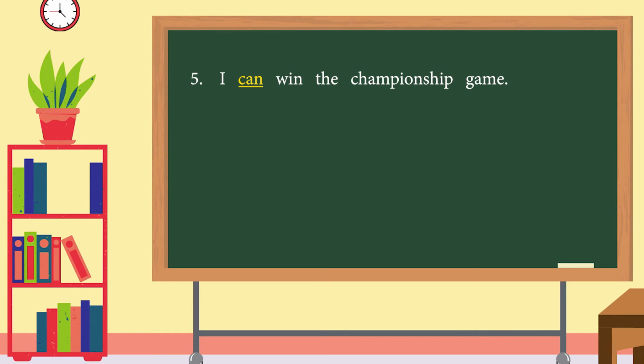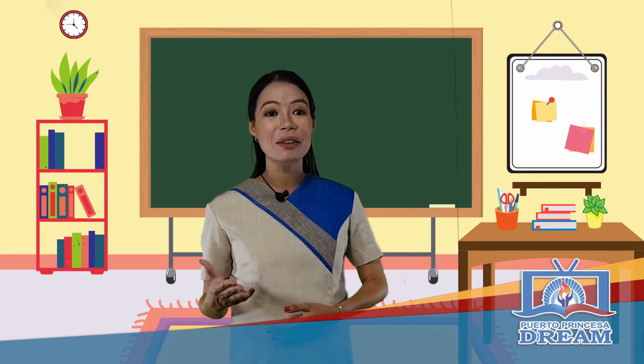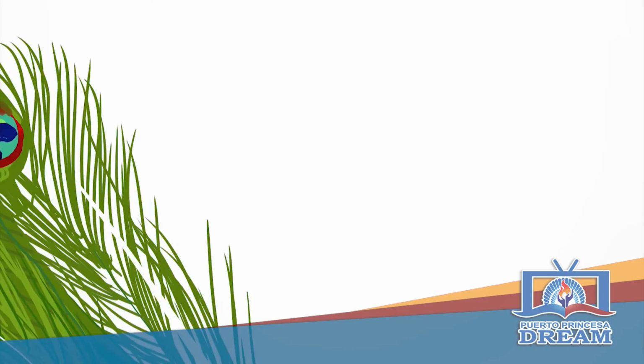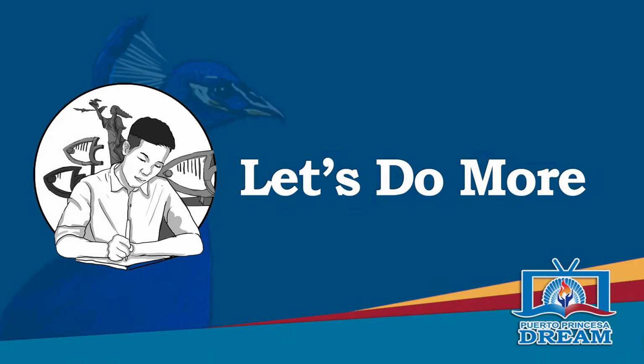Number 5. I can win the championship game. What about on this question? You got it! The correct answer is MV. Well, I guess everybody got a perfect score. Good start. You're doing well.